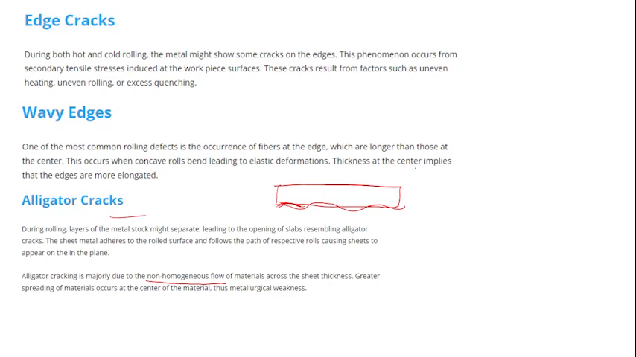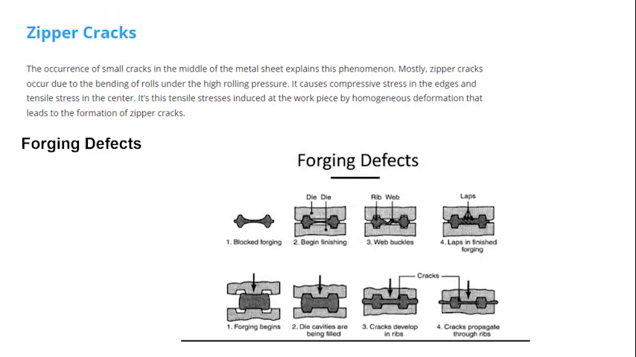Second, they will give you different defect names, and they will ask you what is the cause behind these defects. Then zipper crack, that is the small cracks in the middle which are formed during the rolling. Why does it happen? It will happen if you give high rolling pressure, so compressive stress at the edge and tensile stress at the center will be formed. So you refer to these notes to understand what kind of defects are formed in rolling.